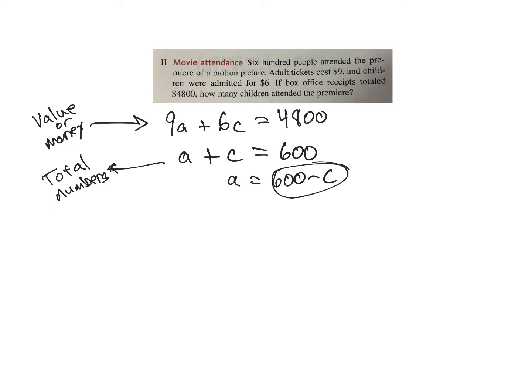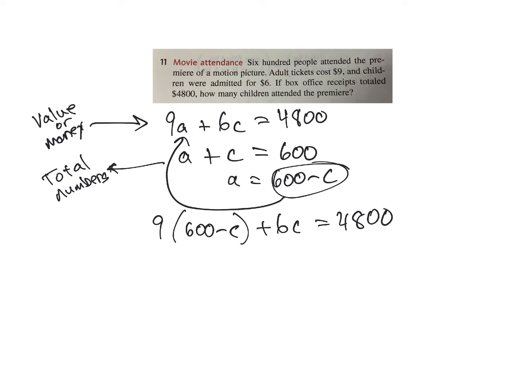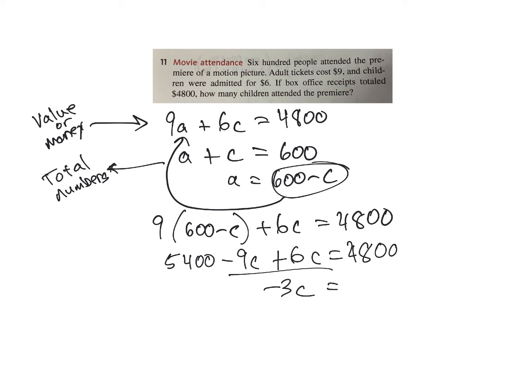So we're going to solve the bottom one for A and say A equals 600 minus C. We're going to take that and substitute it in for that A. So 9 times 600 minus C plus 6C is equal to 4,800. At this point, now you can do it, but you need to learn the beginning part of this. So we distribute and solve. 5,400 minus 9c plus 6c is equal to 4,800. So we're going to subtract 5,400 from the other side and put these two together. That's negative 3c. 4,800 minus 5,400 equals negative 600. Divide off a negative c, and we get a positive 200.